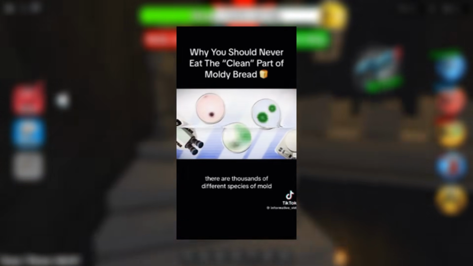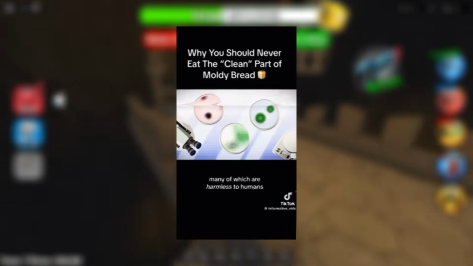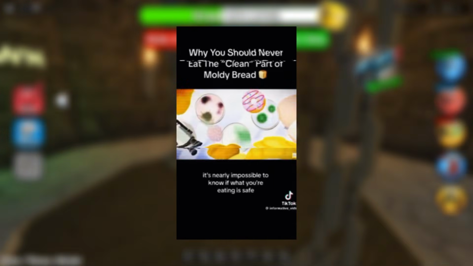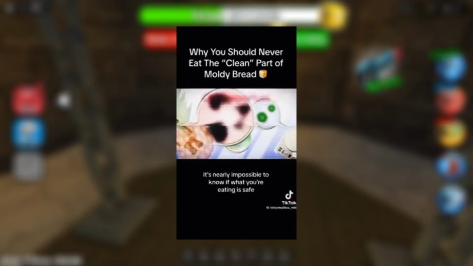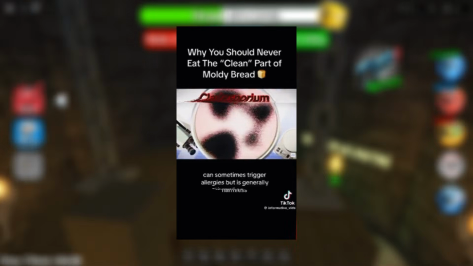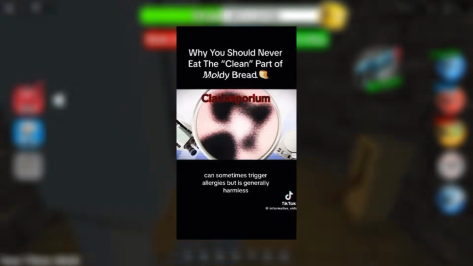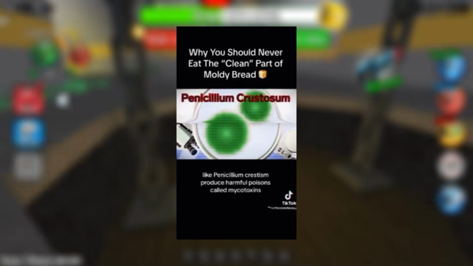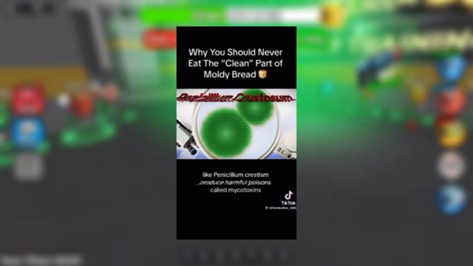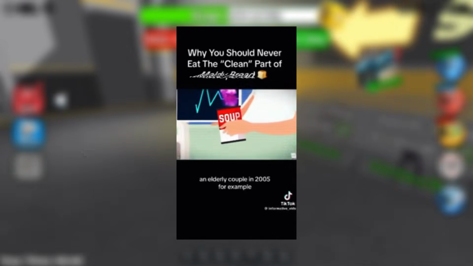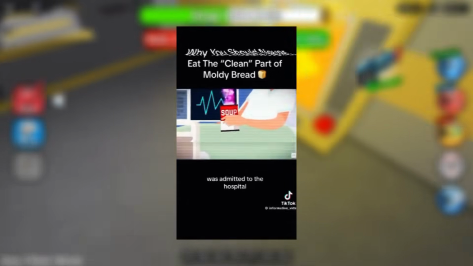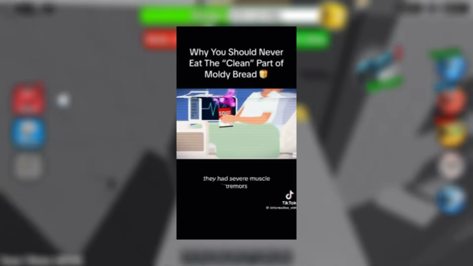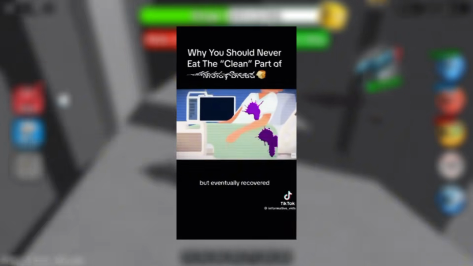There are thousands of different species of mold, many of which are harmless to humans. But since so many types can sprout up on food, it's nearly impossible to know if what you're eating is safe. Cladosporium, for example, can sometimes trigger allergies, but is generally harmless. Whereas other molds, like Penicillium crustosum, produce harmful poisons called mycotoxins. An elderly couple in 2005, for example, was admitted to the hospital after eating a can of soup contaminated with this kind of mold. They had severe muscle tremors, but eventually recovered.